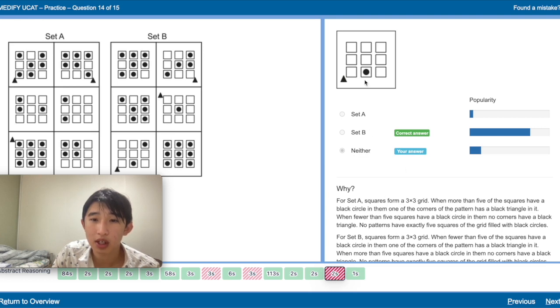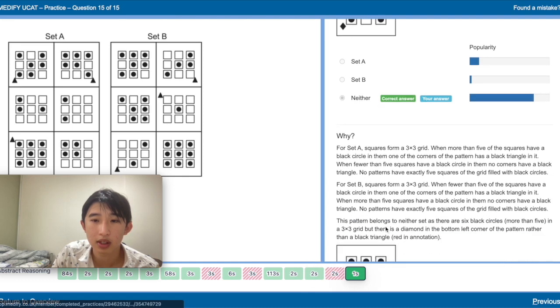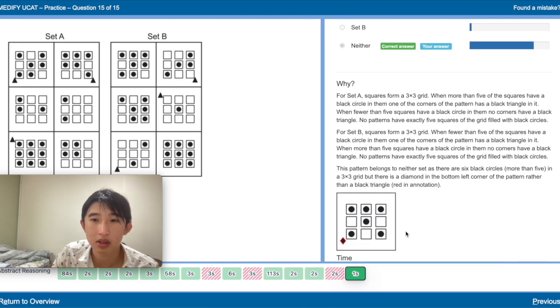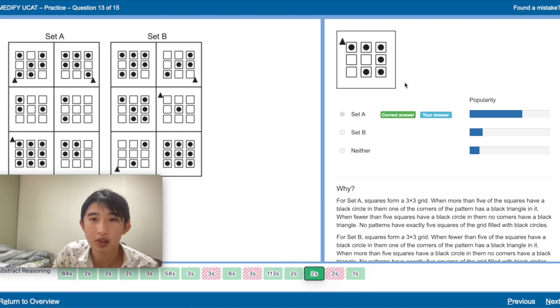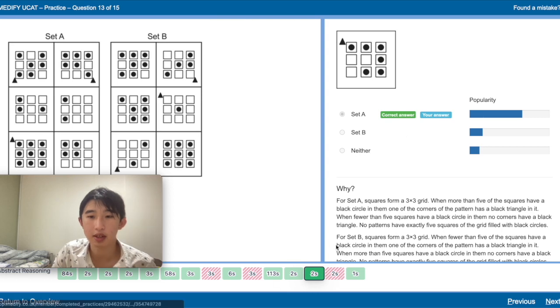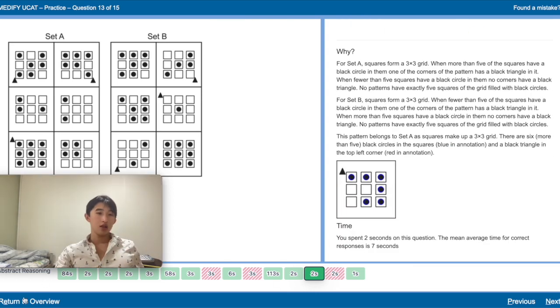So here we have set B. Yeah. And then that's just a diamond, isn't it? So 1, 2, 3, 4, 5, 6. Therefore, it's in set A, yeah. Right.